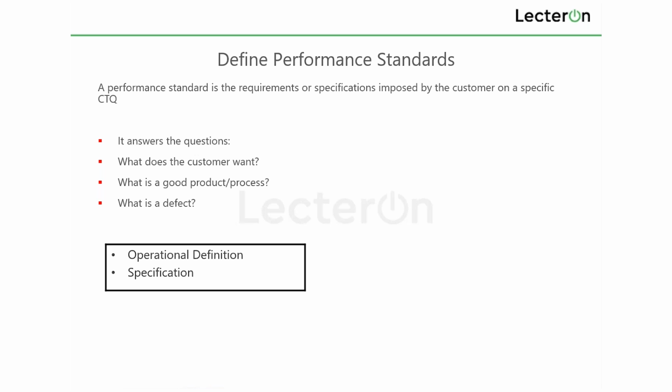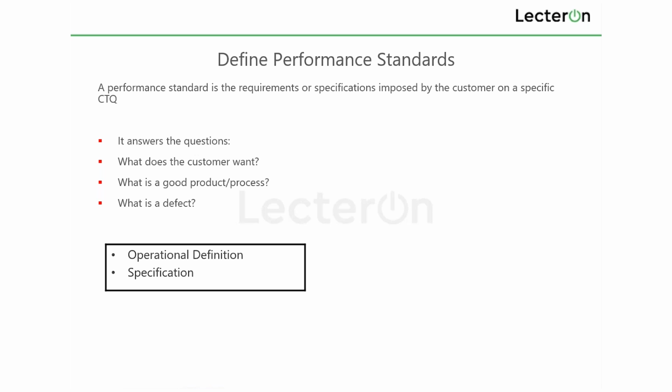So the operational definition should include what it is that you're trying to measure, and it should clearly define everything very clearly. There should not be any ambiguity anyone might have in terms of the performance standard, and we need to bring everyone onto a common understanding.